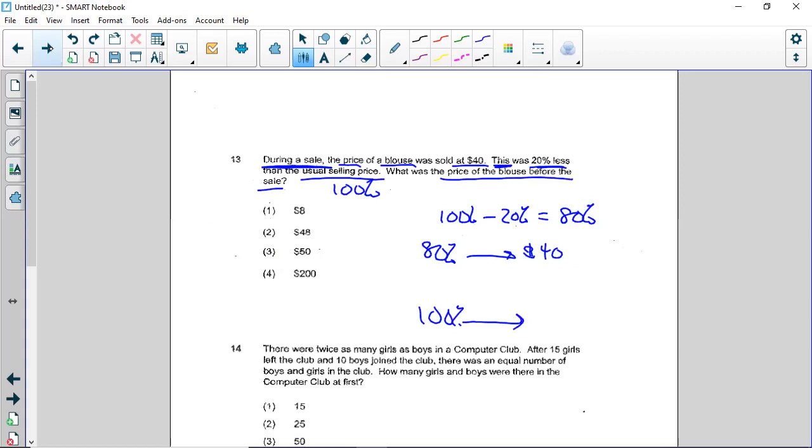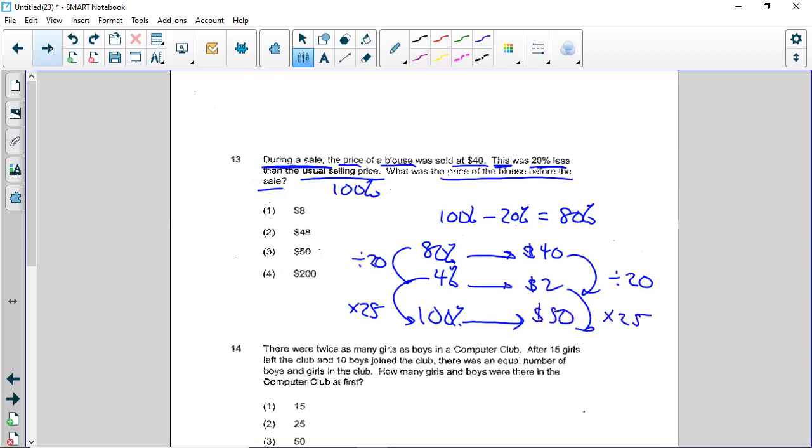So jumping method, can you divide by 20 to get 4, right? And then after that, what do you do? You times 25. All right, you can do some jumping, right? There are different ways to jump, all right? You can jump like that, or you can also jump differently. So over here, you jump, divide by 20, and you get $2, right? And then later, you times 25 as well, and you will get 50, right? $50. So what was the usual price before the sale? $50, okay? Right. Okay, let's go on.